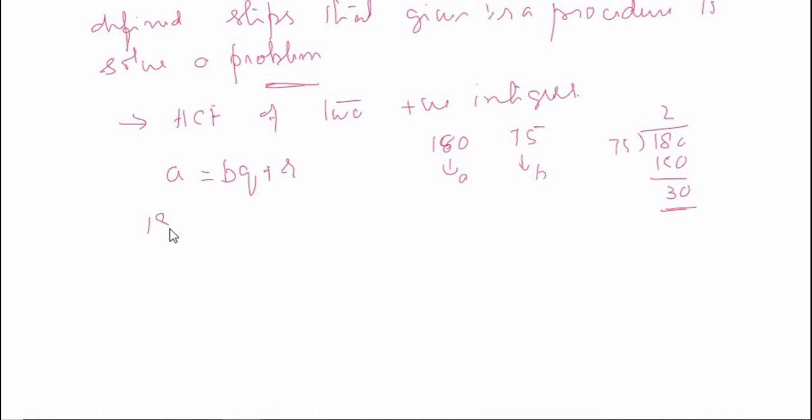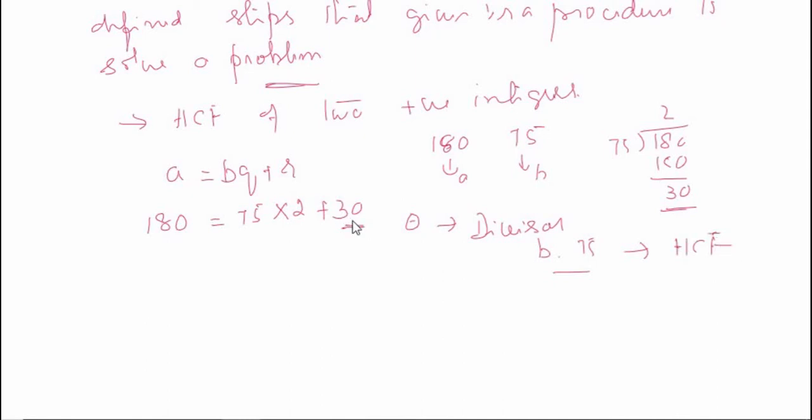So here A equal to BQ plus R. A is 180 here, is equal to B, B is 75, into Q, quotient is 2, plus R is equal to 30. This is the first step of the algorithm. Now in this case, if the remainder becomes 0, then the divisor, here it is B, or here it is 75, that will be the HCF.